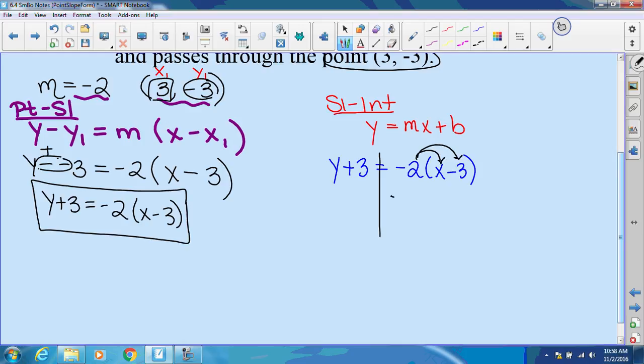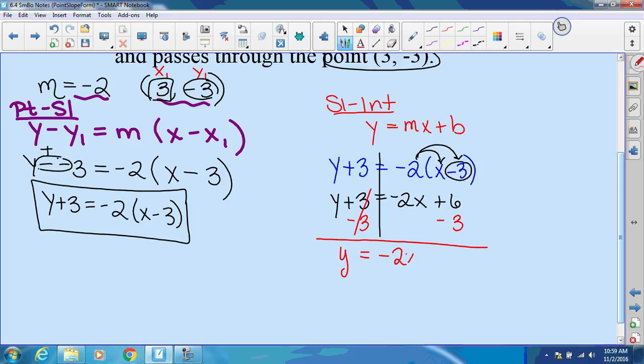So -2 times x is -2x. -2 times -3 is +6. Bring down my equals, bring down my y plus 3. And now I'm going to subtract 3 on both sides. I only subtract 3 to my 6 because those are the only two things that go together that are like terms. So then I bring down my y equals -2x plus 3. And there's my answer in slope intercept form. So I have two answers, one in point slope, one in slope intercept.